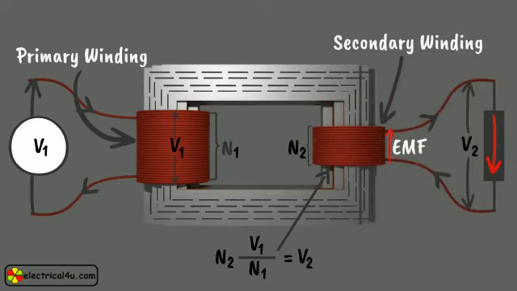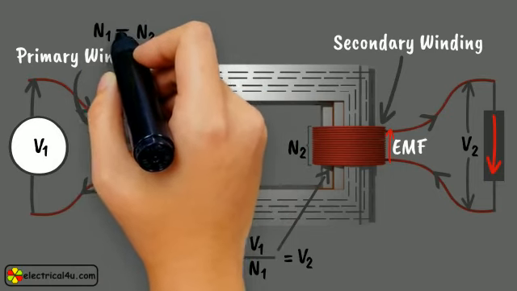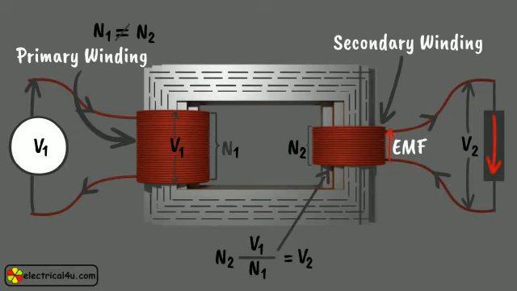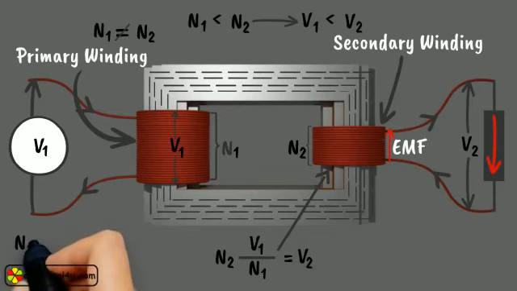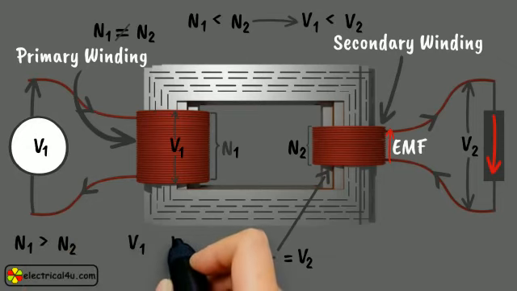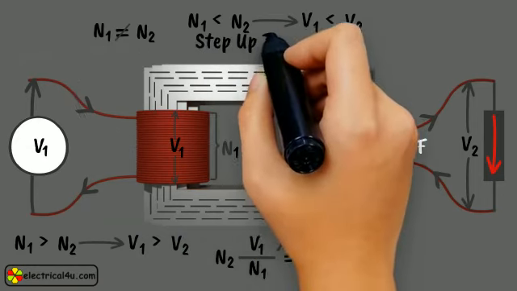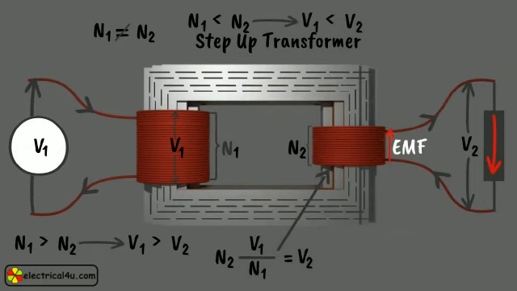If the number of turns of the secondary winding is not equal to that of the primary winding, that is, if N2 is not equal to N1, then the secondary voltage of the transformer is different from the primary voltage. Now, if N2 is greater than N1, the secondary voltage will be more than the primary voltage. On the other hand, if N2 is less than N1, the secondary voltage is less than the primary voltage. The former is called a step-up transformer, and the latter is called a step-down transformer.